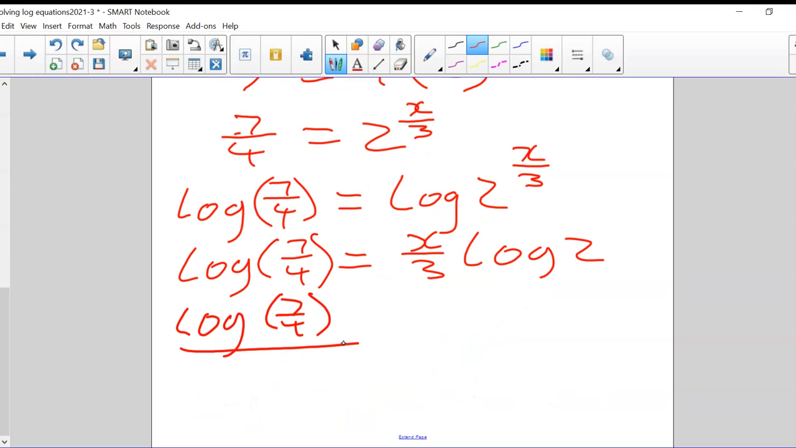I know it's some decimal. Over the log of 2 is equal to x over 3.